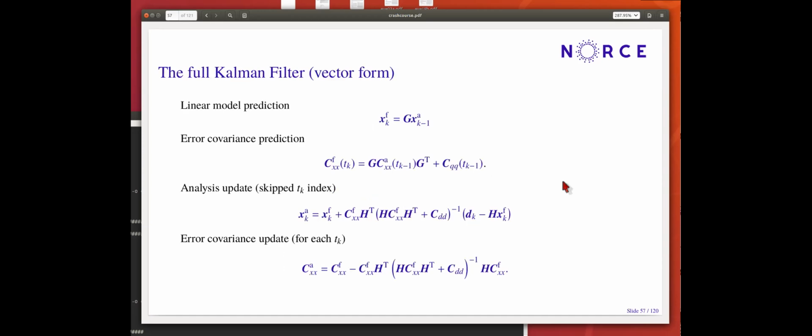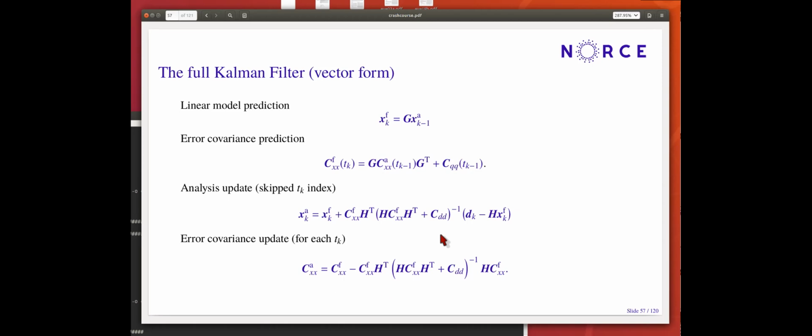I think in vector form, we can then write the full Kalman filter like this. You have a linear model, you have a state vector, you have the analysis at the previous time, you have the forecast at the current time, and you have a linear model operator. The error covariance equation becomes this one here, with G and G transpose. Then, given these predictions, you can compute an update based on the new measurements, like this, and you can update the uncertainty. After having done that, you plug them in here and you continue the integration till the next time.